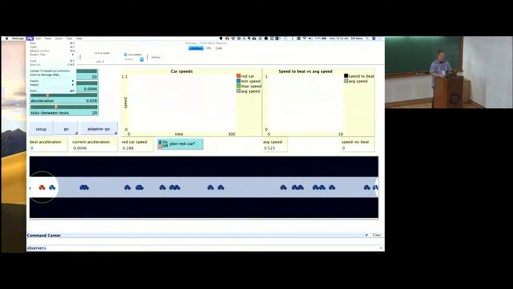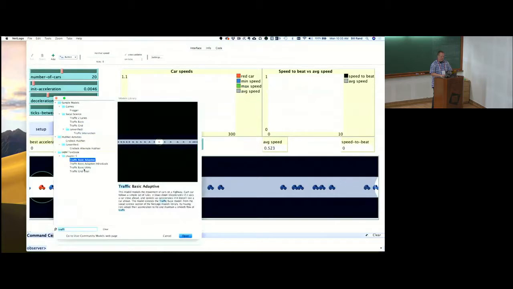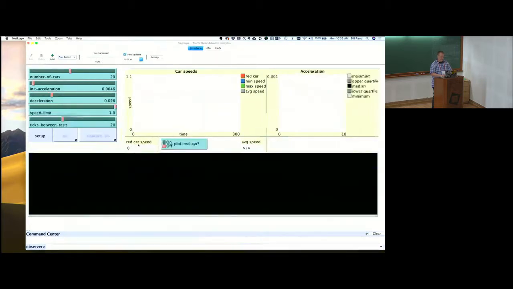Actually, I like the individual adaptive one better. This one adapts everybody's speed. This one adapts each car individually. Okay. So you see there's a number of things now that are different. Number of cars, initial acceleration, deceleration, speed limit, they're all there. And then there's tests. That's brand new.